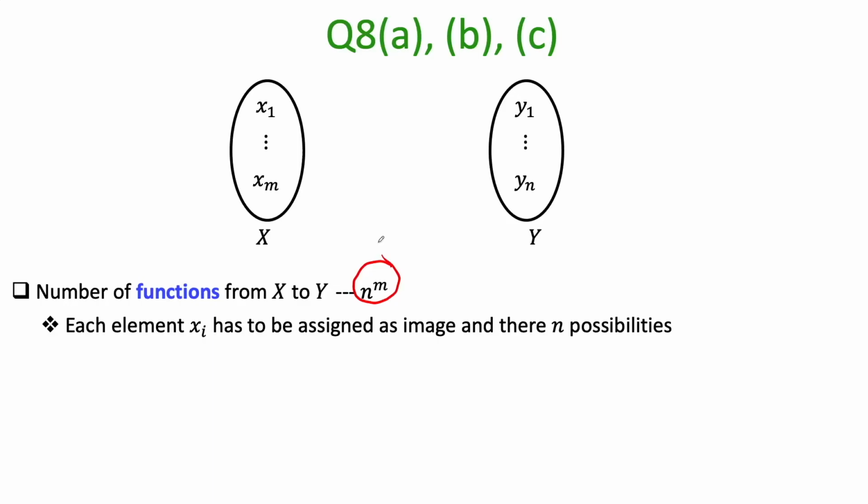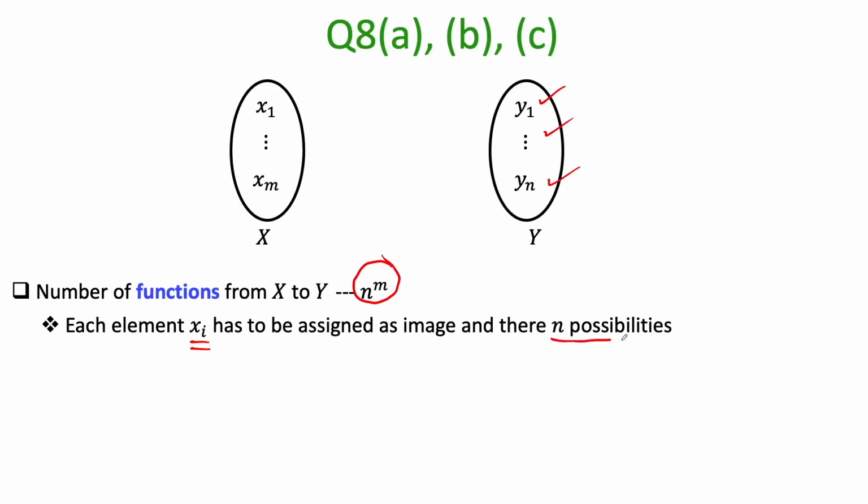Why so? Because when we want to build a function from the set X to Y, each element xi from the set X has to be assigned an image. That's the definition of a function. Now, how many ways can I assign an image for the element xi? Well, I can assign y1 as the possible image for xi. I can pick y2 as the possible image for xi, and in the same way I can pick yn as a possible image for the element xi.